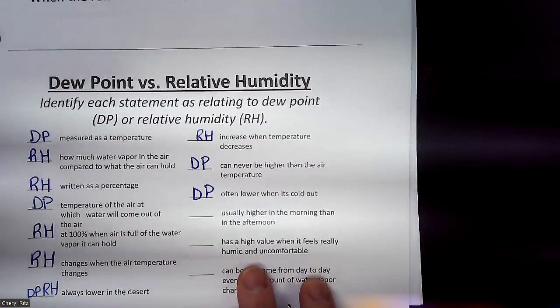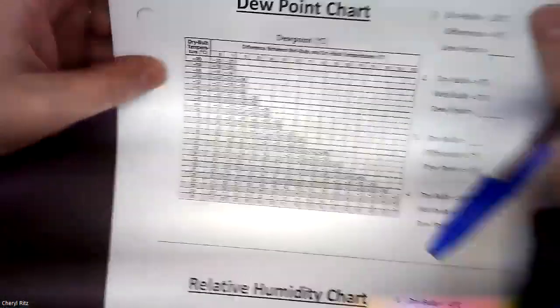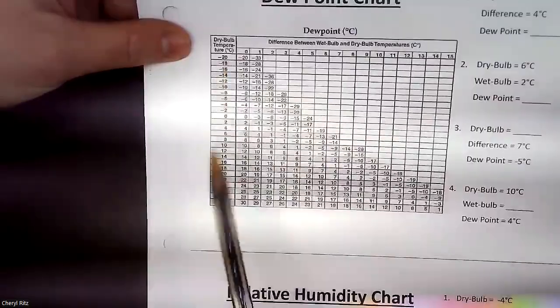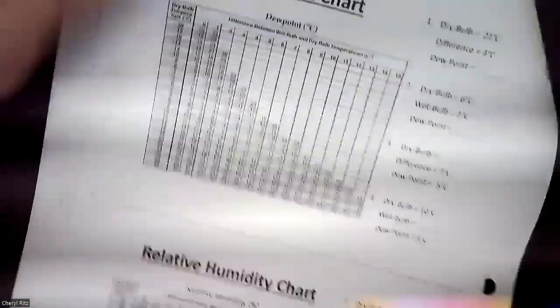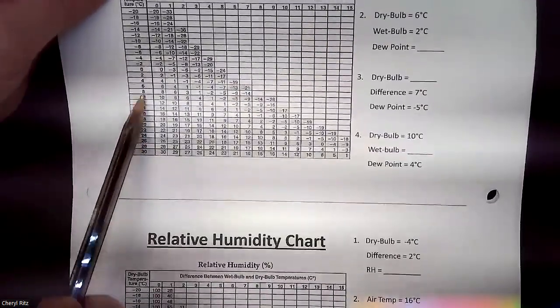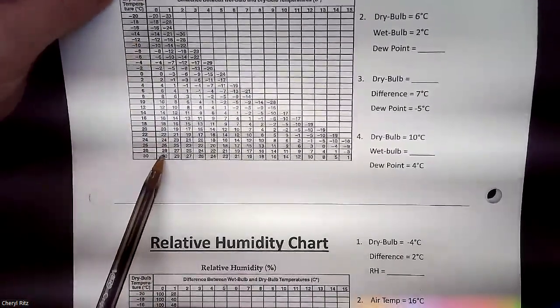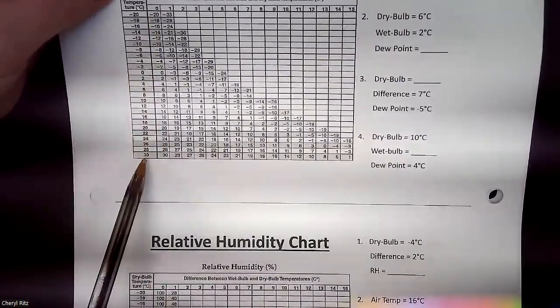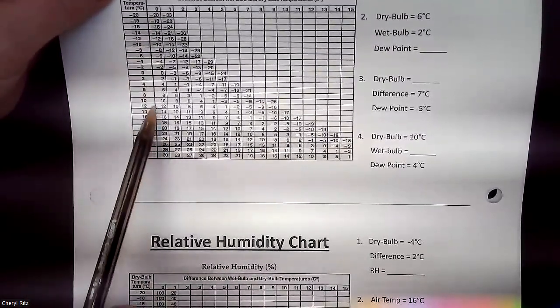But take a look at the dew point chart. Do they say often lower when it's cold out? So if I take my temperature and I decrease my air temperature, what also happens with the dew point? It decreases. So 30, it goes down as we get colder.